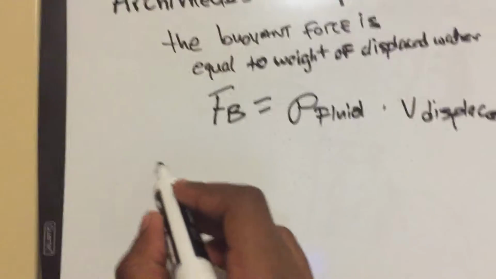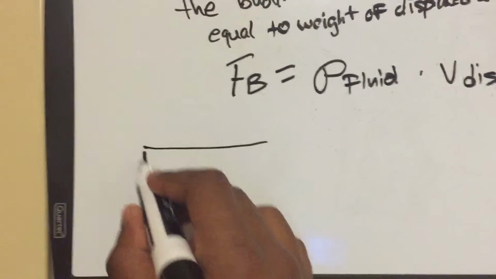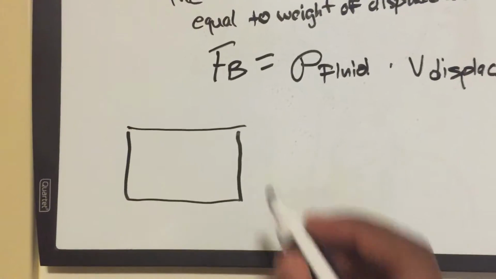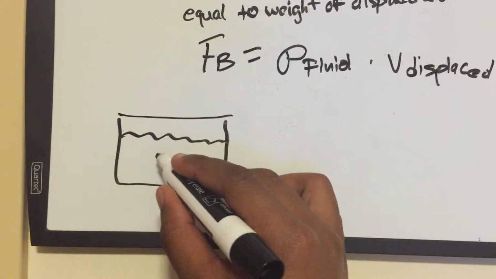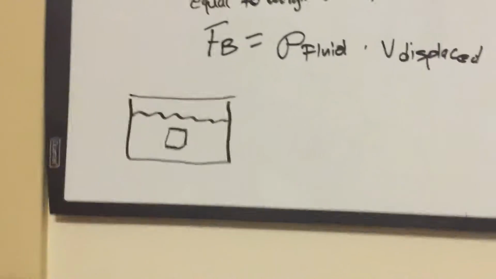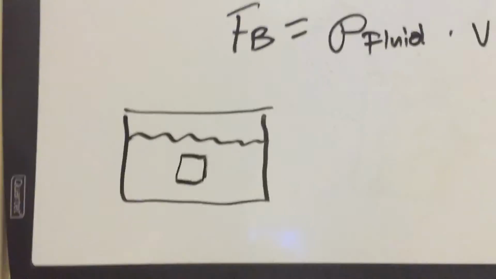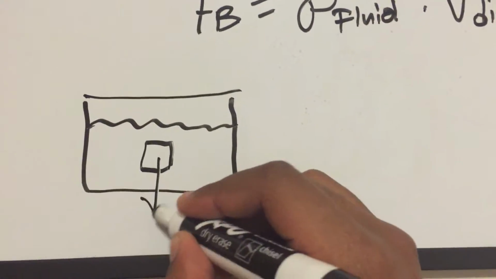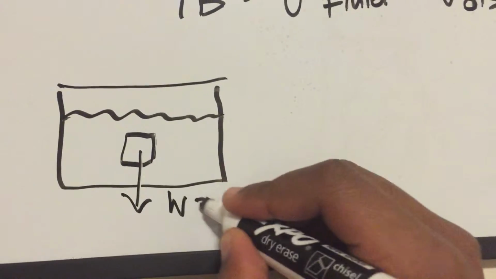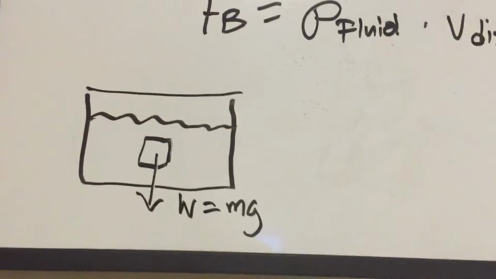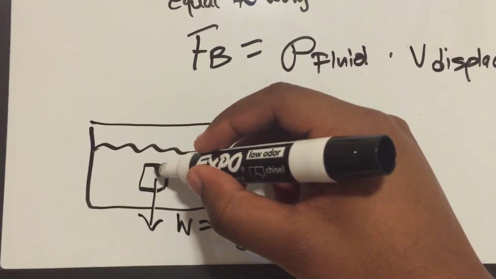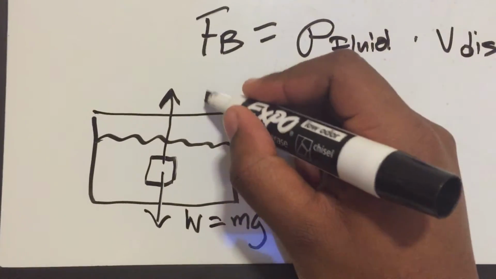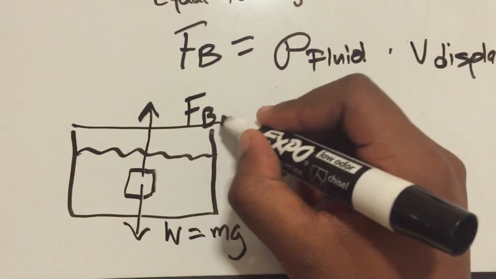So let's say I have a bucket of water here, right? When I place an object in the water, say I place a cube, the object is affected by two forces. As we know from dynamics, it's affected by the weight force, which is equal to mass times gravity. Gravity is pulling the object towards the center of the earth. And in a fluid, it's affected by another force, which is the force of buoyancy.